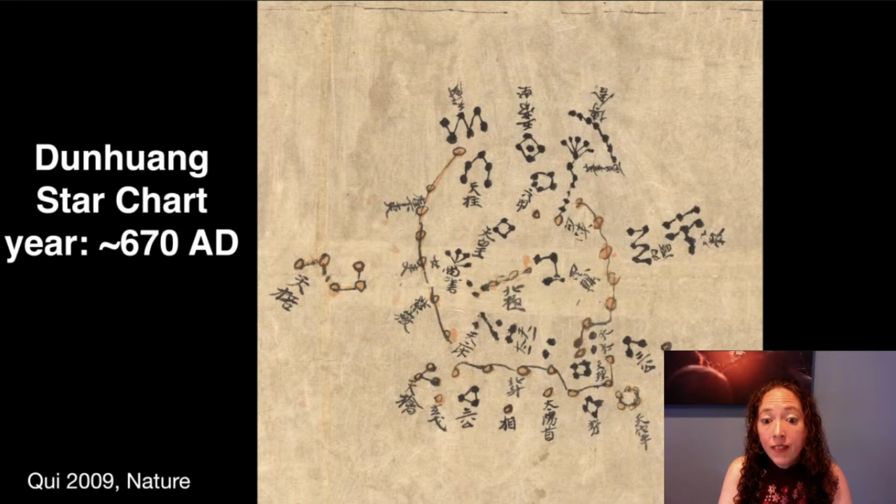While there's no reference grid on this catalog, the spacings between the stars, in hand drawings on a scroll, tell you the story of how we were recording the positions of stars as far back as roughly, we think, 670 AD or so. So this is how it began, with these hand-drawn scrolls of the map of the cosmos.